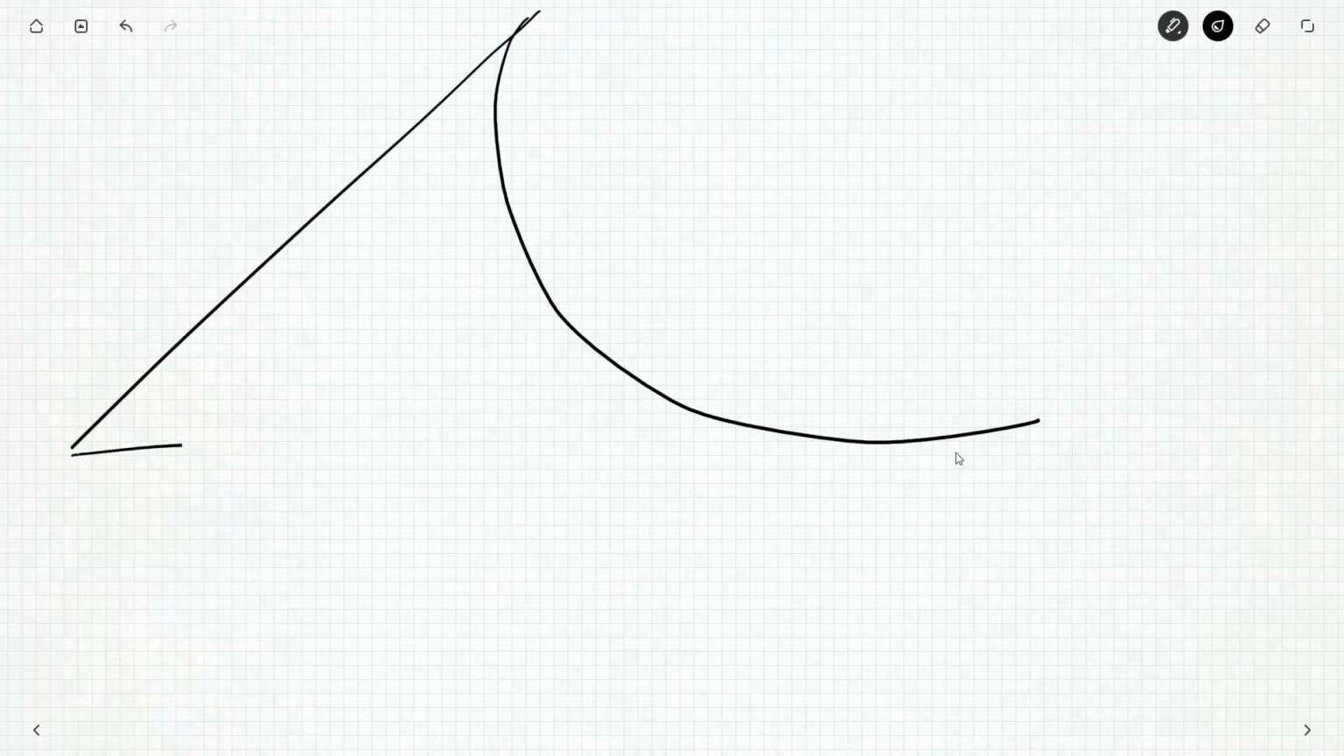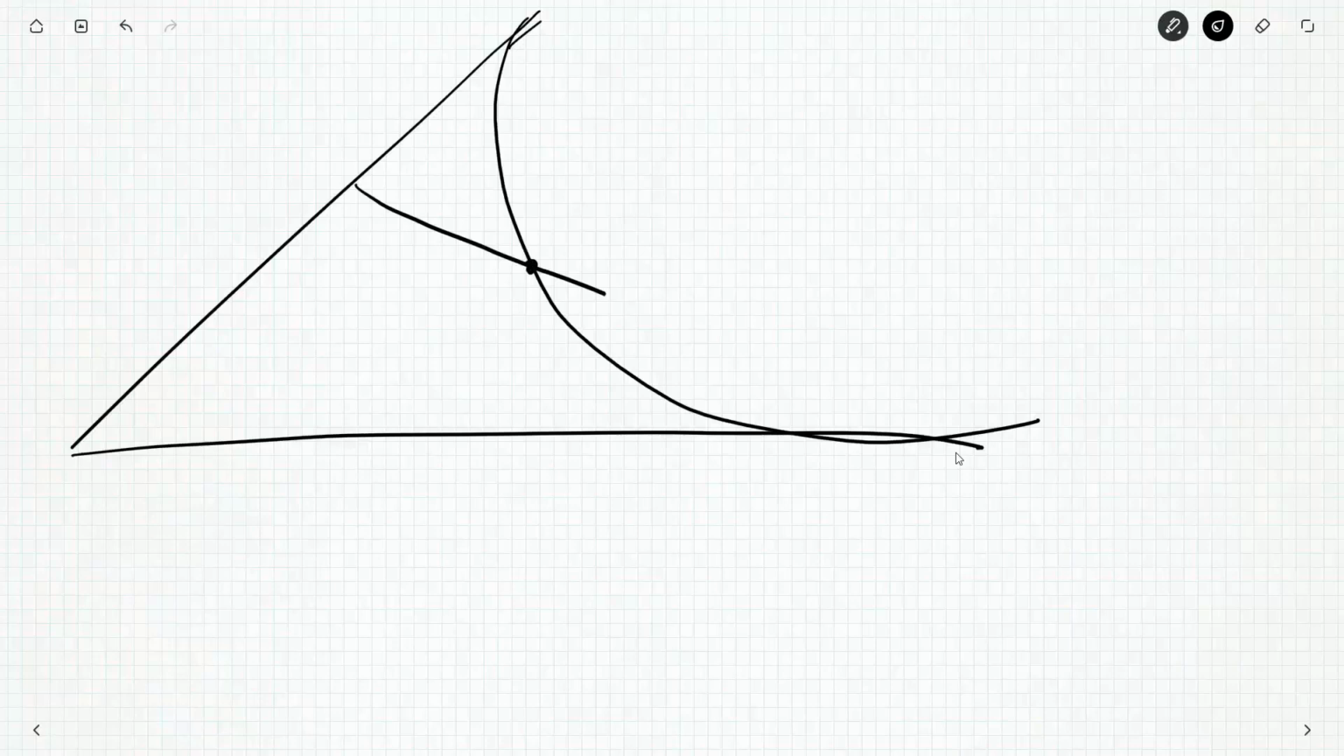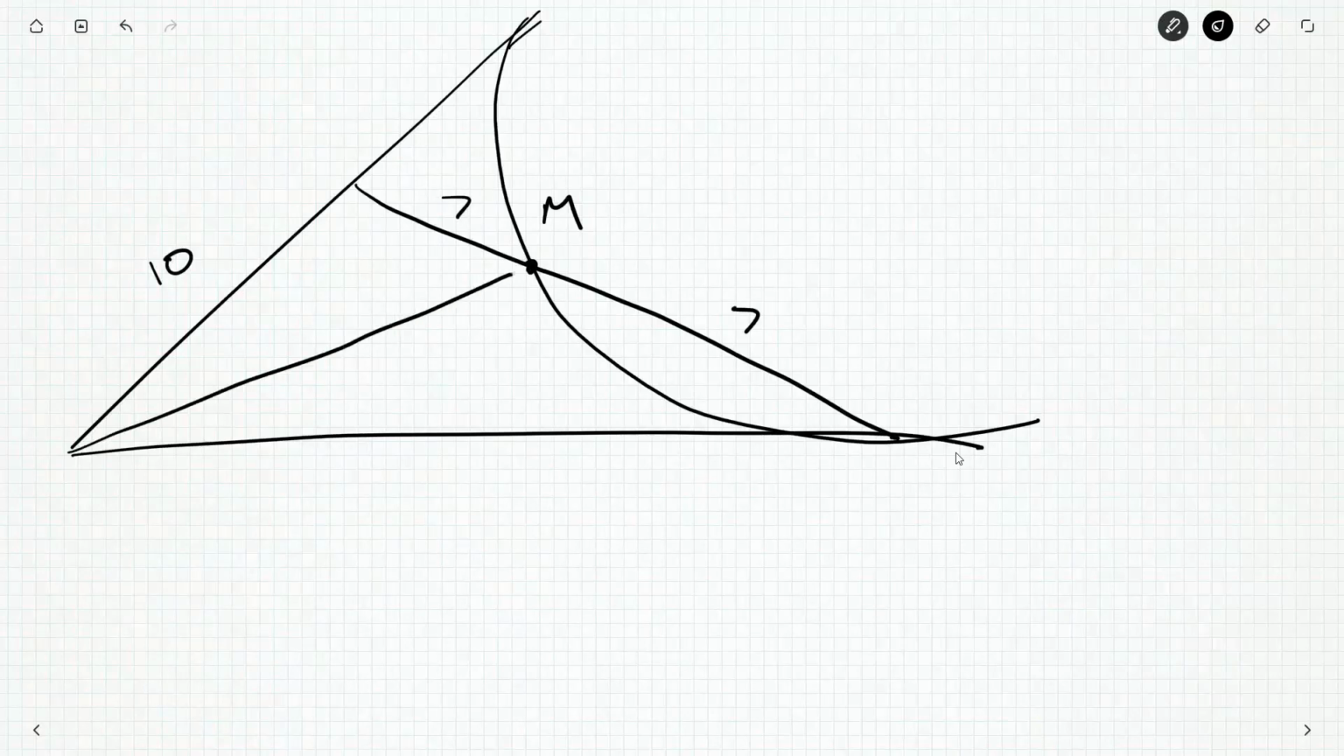But now the challenge is just, can I get the radius of this circle? So there's M. We've got 7, we've got 7, we've got 10. I can figure out AM just fine. Well, not just fine, but I can figure out AM probably. But I need to relate this to R somehow.